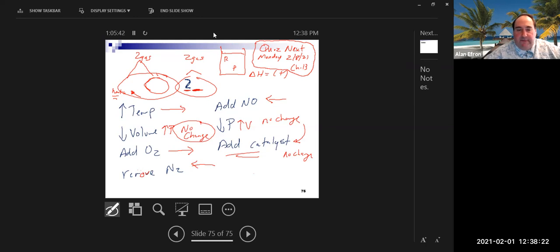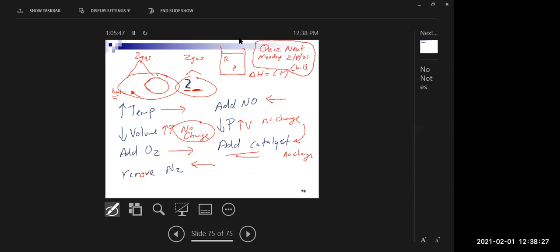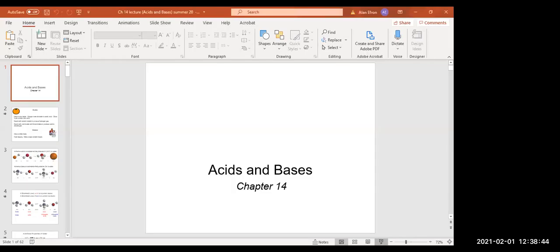Then we're going to go off to chapter 14 next. We'll just get a look at it real quick. Do a couple things here. Okay, so chapter 14 here, and hopefully it looks full size, I hope.